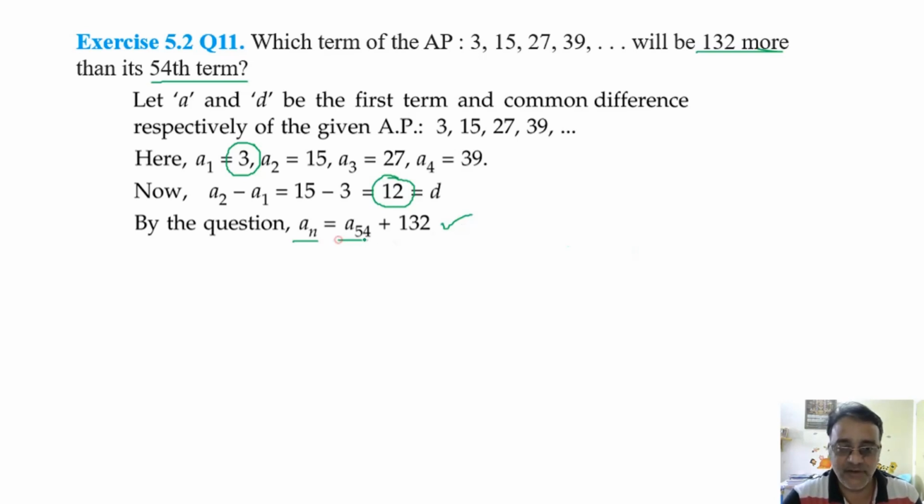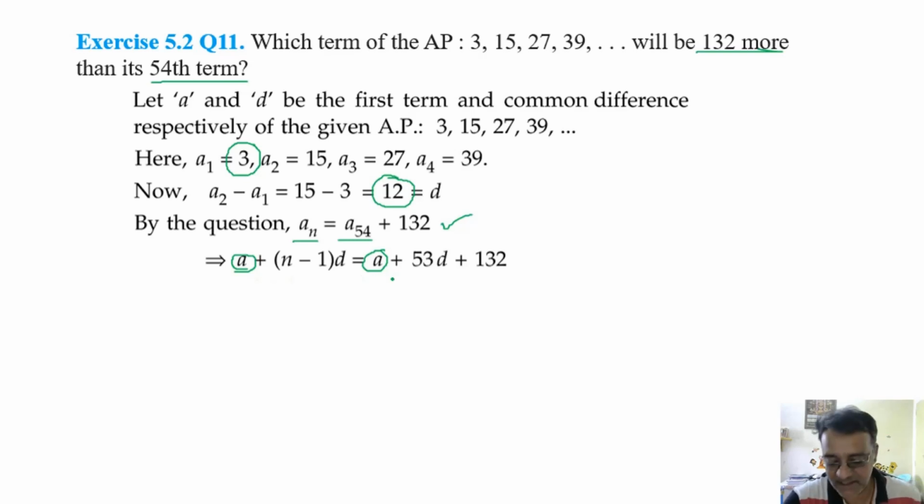And a54? a plus 53d. Very good. So we'll substitute all the values. Now here we can eliminate a from both sides. Okay, whether this is clear?